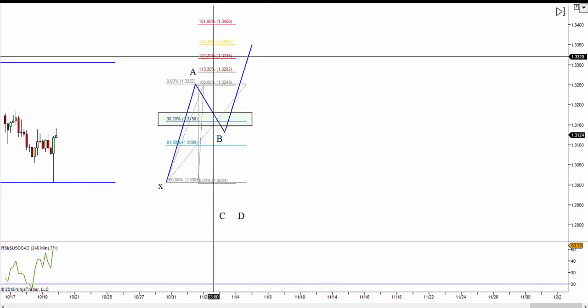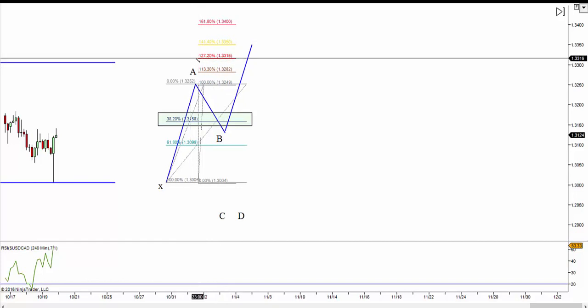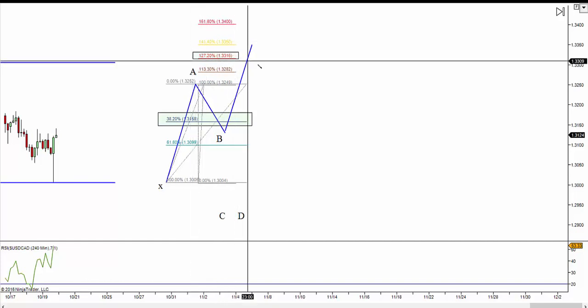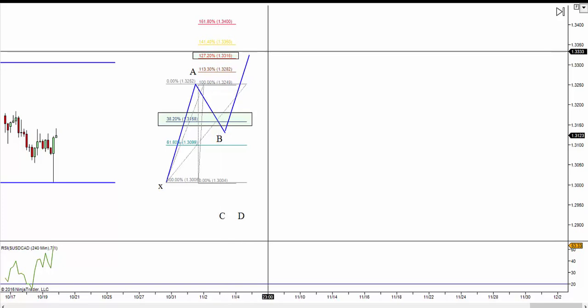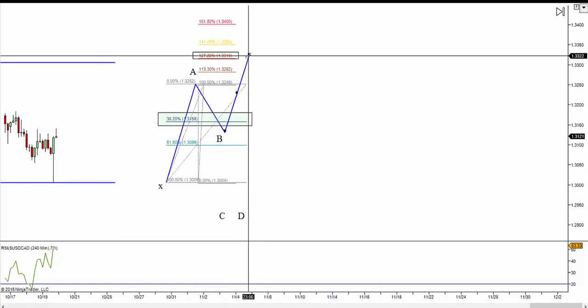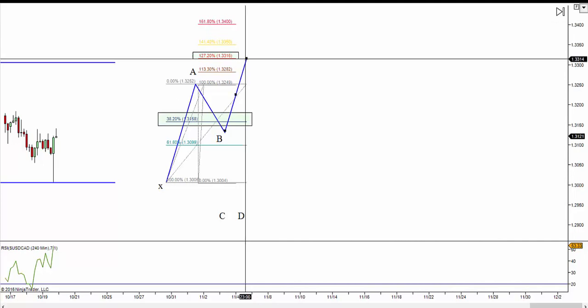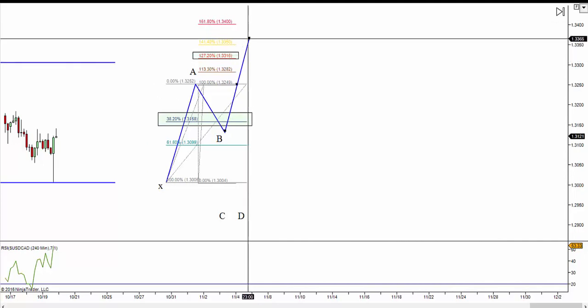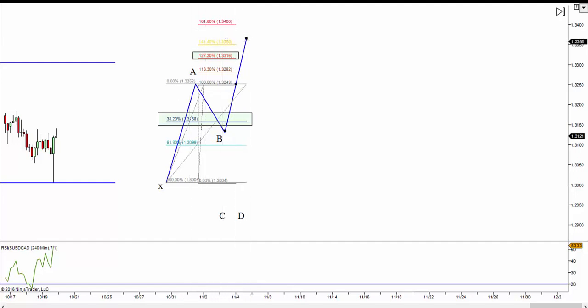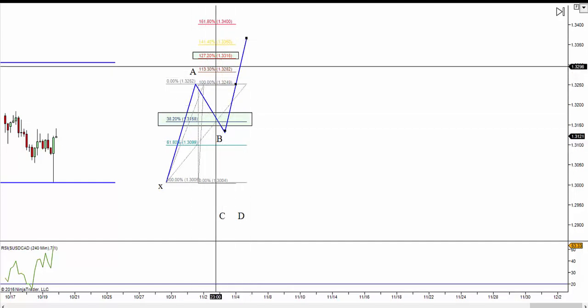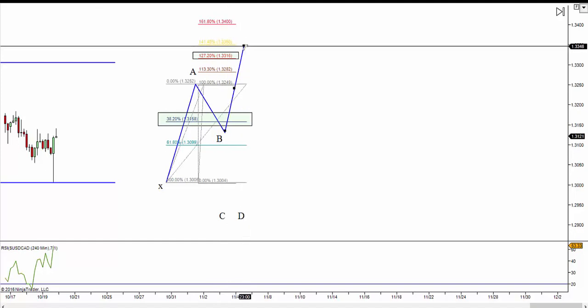And what we're looking for is the 127.2 extension level. Now what price can't do is shoot up to the 141 and the 618. We want to hit the 127.2. We can touch the 1414 extension level here, but it's going to be the same as the 618. We can touch it, but we cannot close above it.